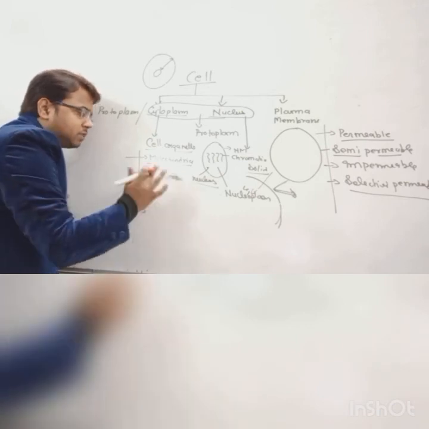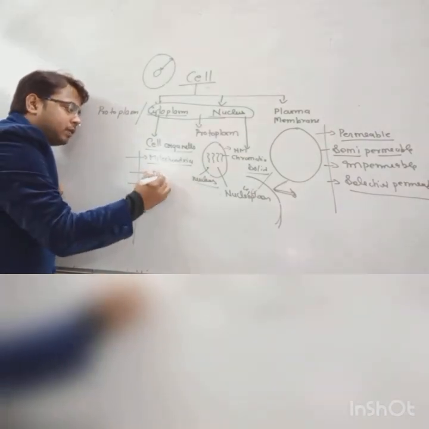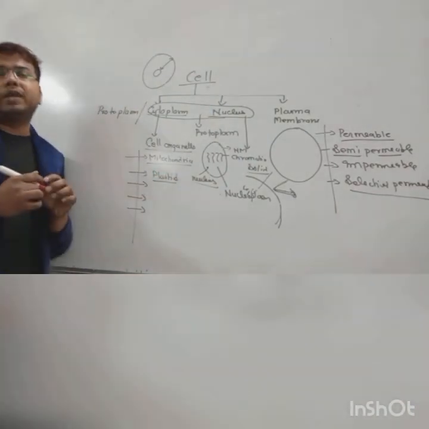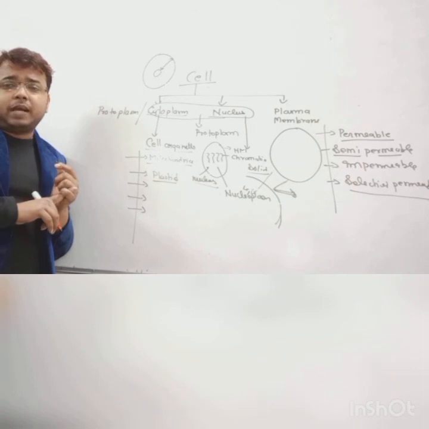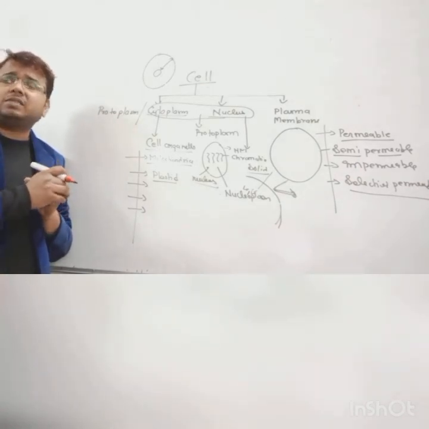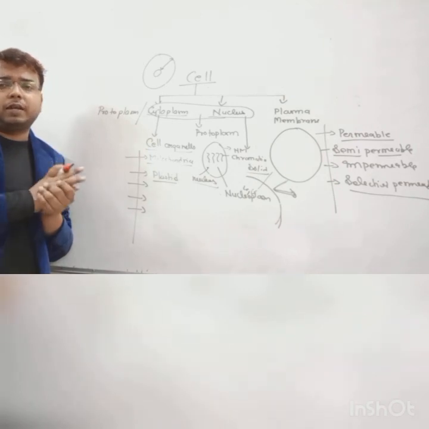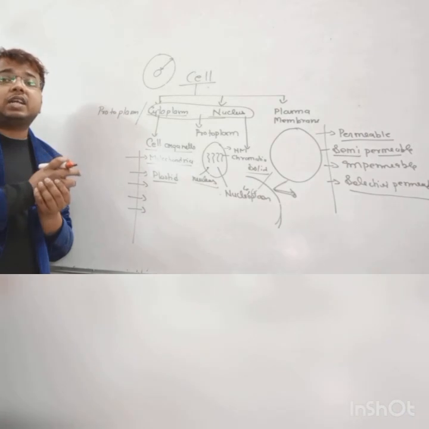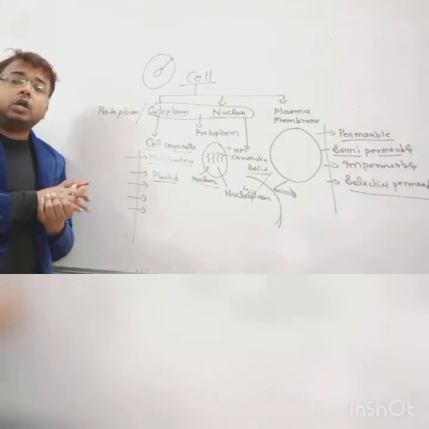We can take it as plastid. Plastids are of two types: leucoplast and chromoplast, and chromoplast contains chloroplast. Leucoplast means all the colorless parts of the plant are governed by the leucoplast. The colored part is governed by the chromoplast, and the green colored part is governed by the chloroplast.